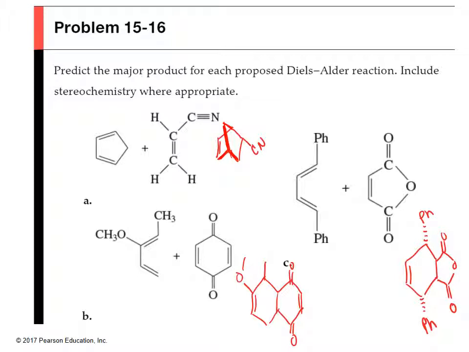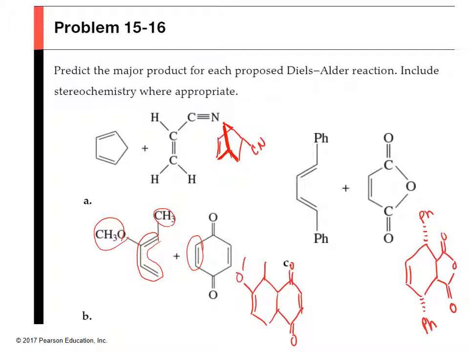In letter B, this is my diene, so that has a CH3 here and a methoxy group here. So here you can see where my diene was. It's got a CH3 and a methoxy group. This double bond right here is that bond right there, and it has everything hanging off of it that it normally did. No major stereochemistry to consider there.